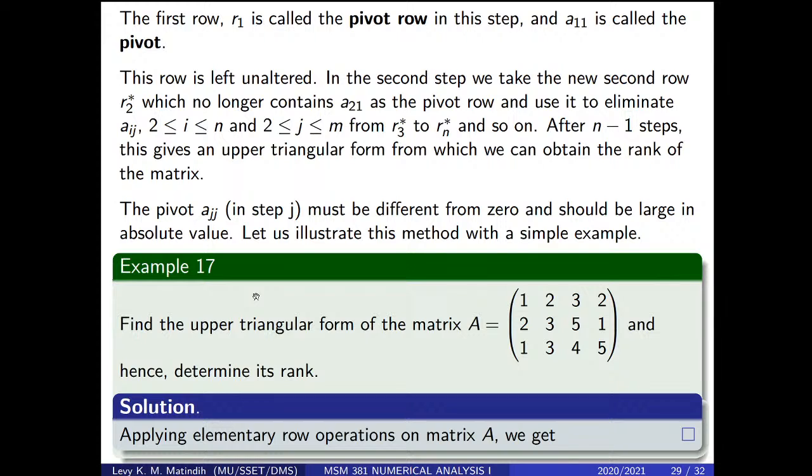Example number 17 is saying, find the upper triangular form of the matrix A. So you need to transform the matrix A into an upper triangular form. Then from there, you count how many non-zero rows there are. The number of non-zero rows in that upper triangular form of matrix A gives you the rank of the matrix. So now, find the upper triangular form of the matrix A, which is given with these entries, and hence determine its rank.